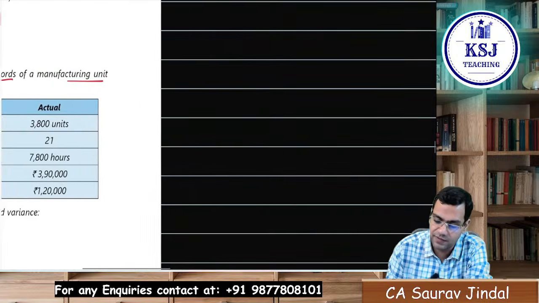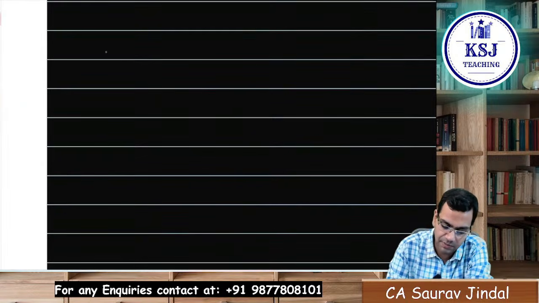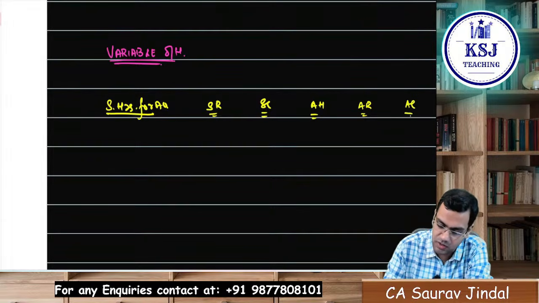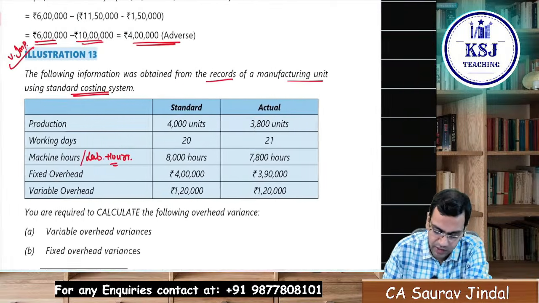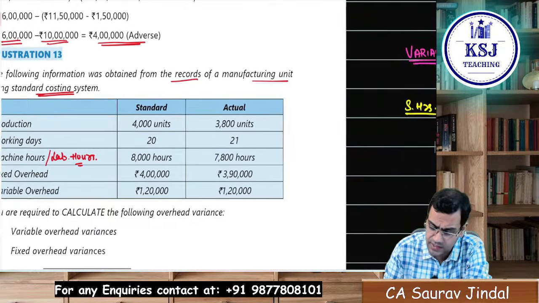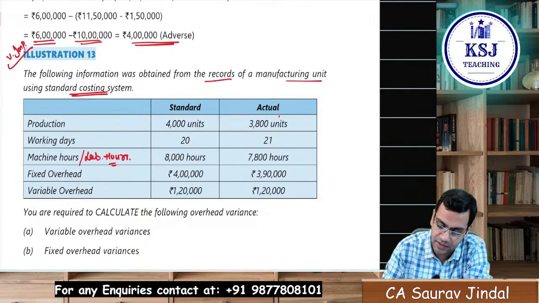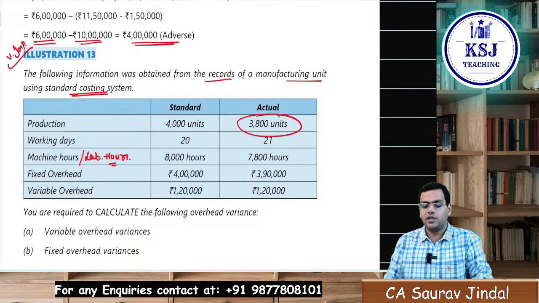So that means we will be preparing two tables here. The first table will be for variable overhead variances. So the table will be the standard hours for actual output, then standard rate, standard cost, actual hours, actual rate and actual cost. Now what is the actual output here? First of all, we say standard hours for actual output. Actual output is 3800 units.